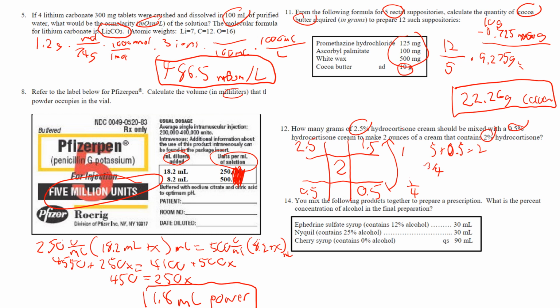So we want 2 ounces. If we remember, 30 grams in an ounce, so 2 times 30 equals 60 grams. Now we can find out percent of each. So 3/4 times 60 grams is just equivalent to 45. So 45 grams, 2.5%. 1/4 times 60 is 15 grams, 0.5%. Not too bad.